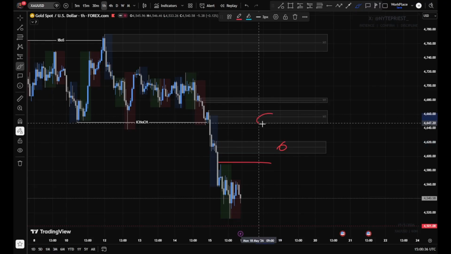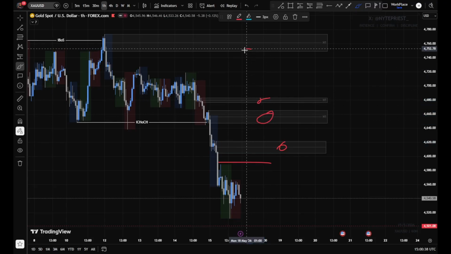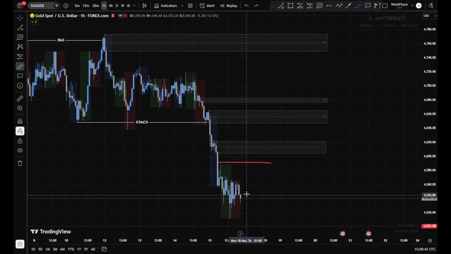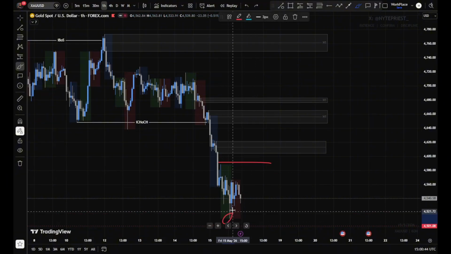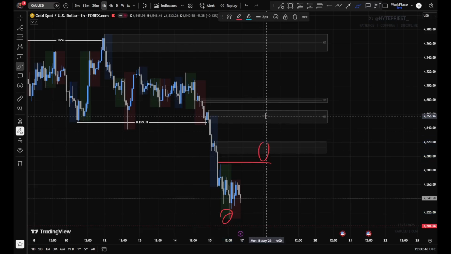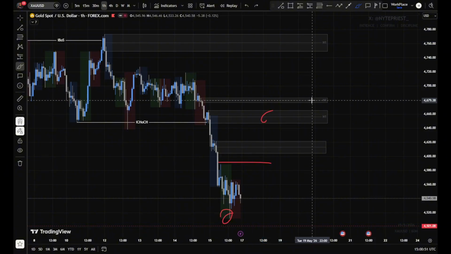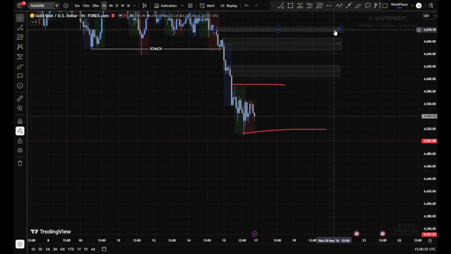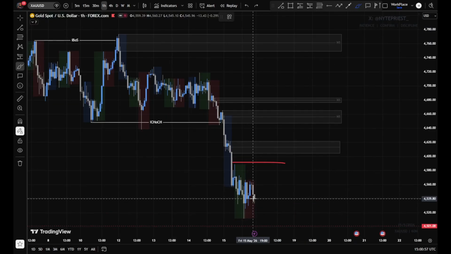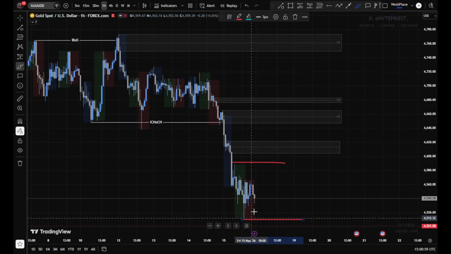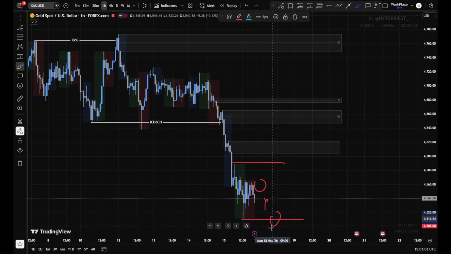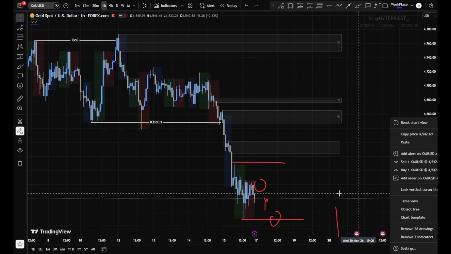I'll be looking to get mitigated on one of these zones to then sell. All right. So only if price doesn't break this low, we'll be looking to sell on one of these levels. All right. So if price breaks this low, then we'll be looking to sell on one of the 50 minutes time frame zones, break another low. All right.